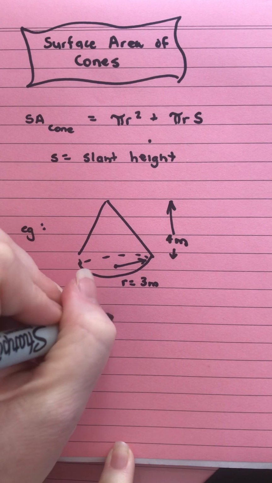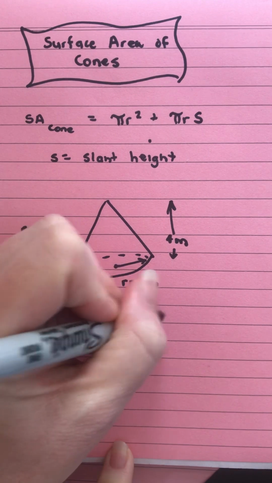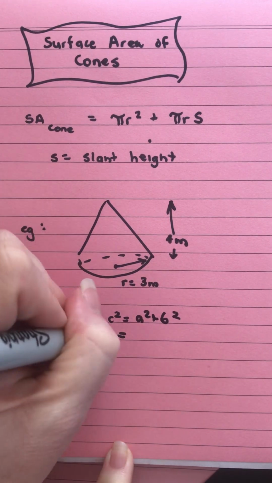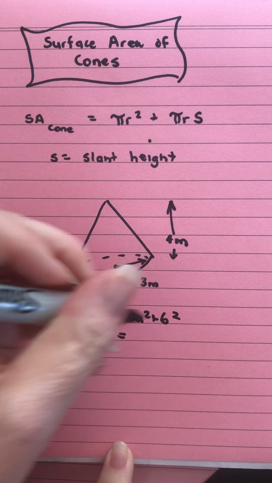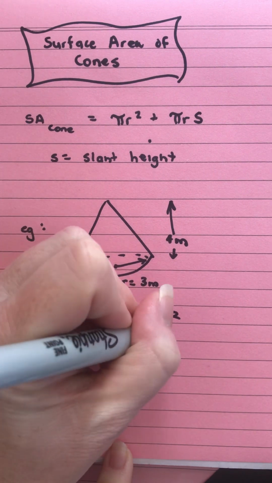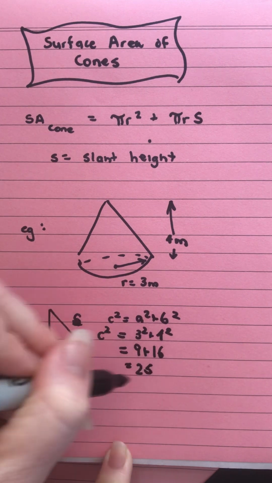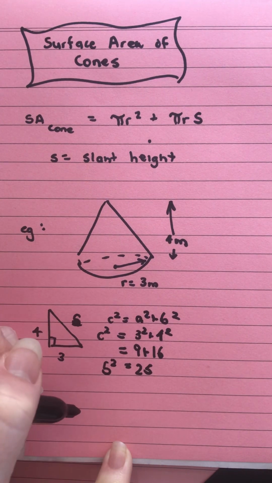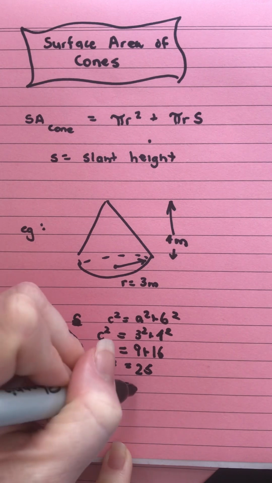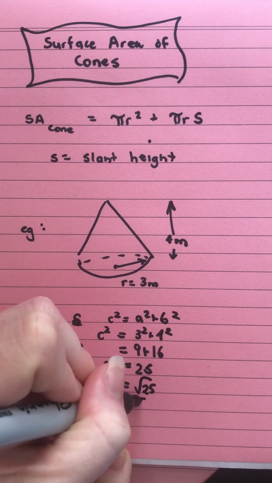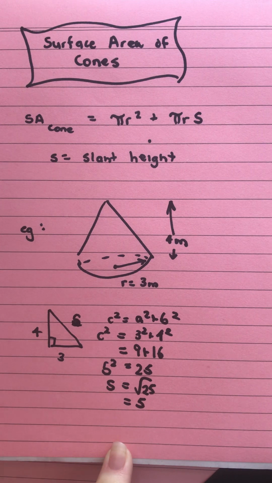We've got our right angle triangle. So we would be doing c squared equals a squared plus b squared. So our c squared is going to be our 3 squared plus 4 squared. So we'll get 9 plus 16 is 25. So that's the same as our big S squared. So our S is going to be the square root of 25, which is equal to 5. So we now have our slant height of 5.